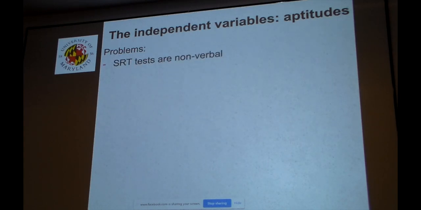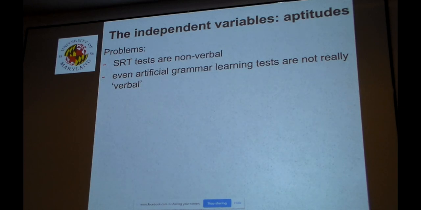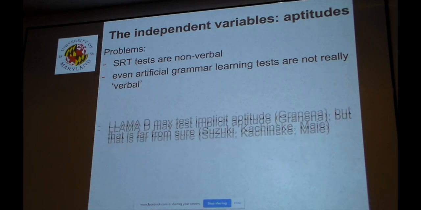The problem in that area is that, first of all, the SRT test is very, very often used for that. It's a serial reaction time test, which is based on how you can internalize a pattern of, say, light moving in different parts of the screen. These tests are non-verbal and maybe not the best predictors of the verbal learning we are interested in. Even artificial grammar learning tests are not really verbal, because typically that is with letters. That's not really a verbal task.